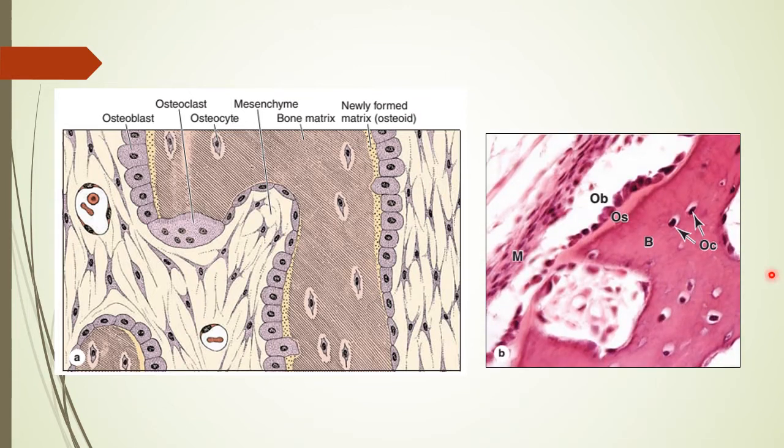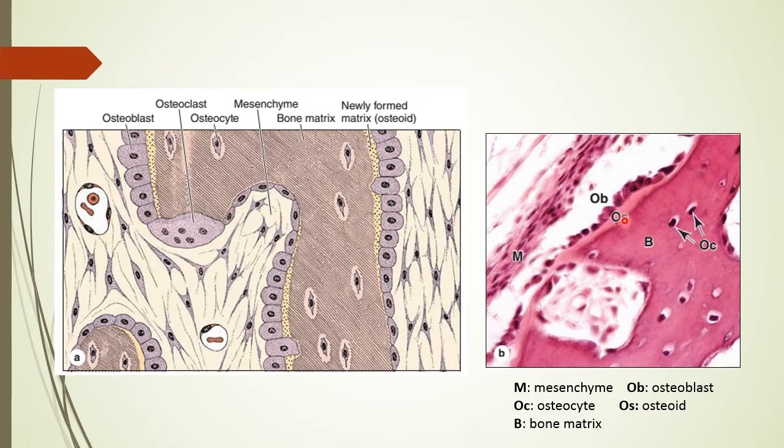On the right side, this is an etched and stained section of bone. As we see here, this is a mesenchyme, and all this is bone. This red region is a bony matrix. Within the bony matrix, we'll find the osteocytes. OC stands for osteocytes, found within lacunae. And on the surface of the bone matrix, we'll find the osteoblasts.